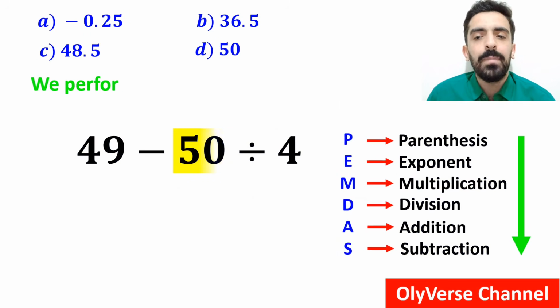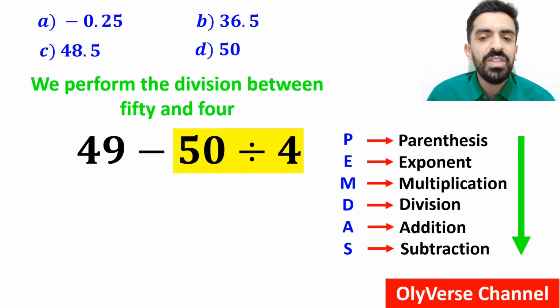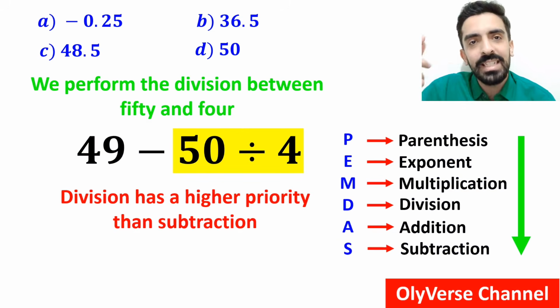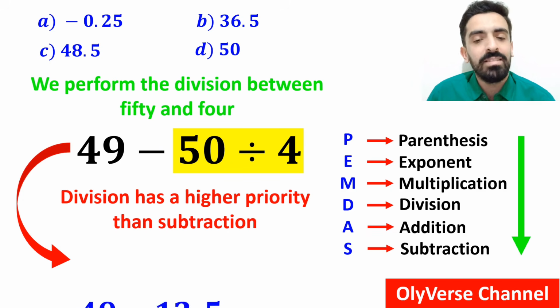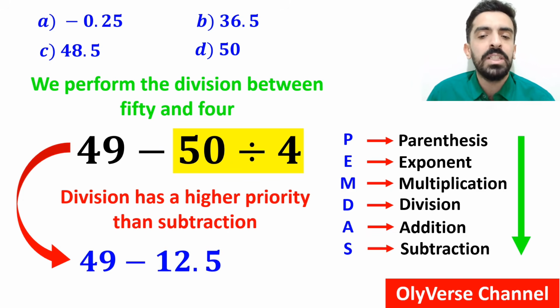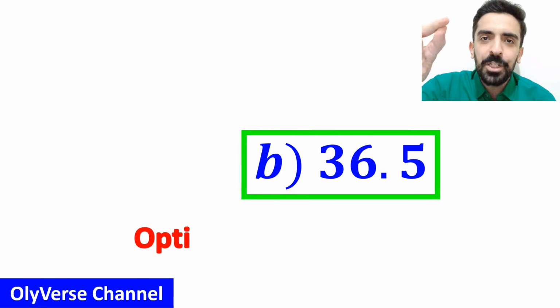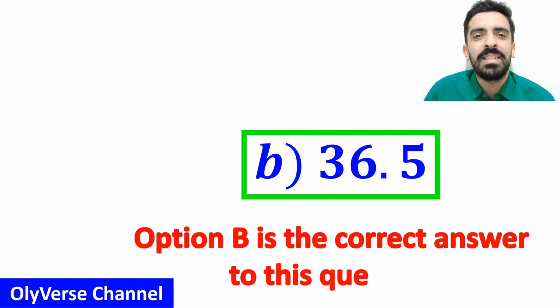And the final step, we perform the division between 50 and 4 because division has a higher priority than subtraction. So, this expression simplifies to 49 minus 12.5, which finally gives us the answer 36.5. That's great. Option B is the correct answer to this question.